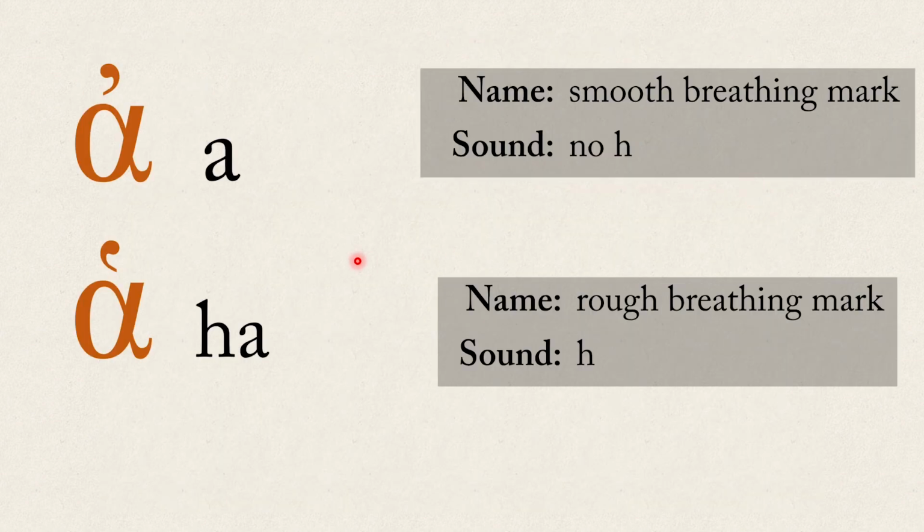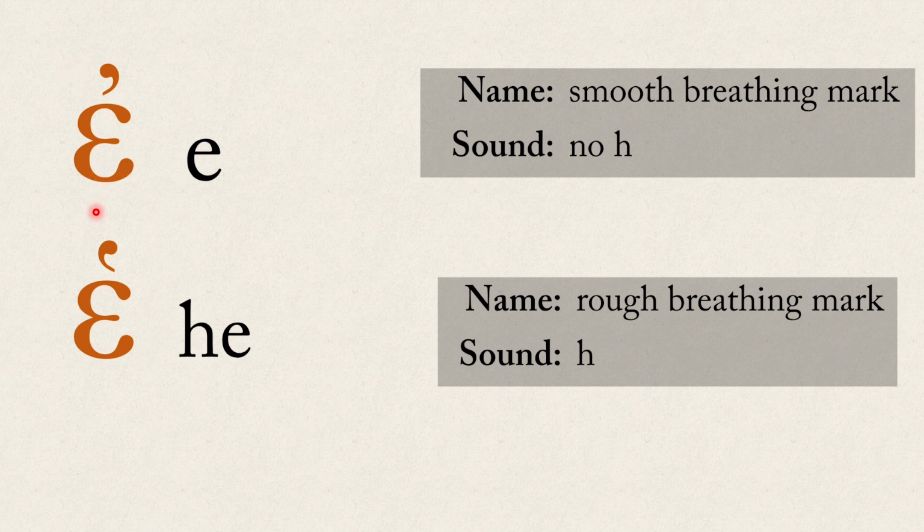Firstly, let's take a close look at these tiny symbols. This one, the smooth breathing mark, does nothing. It indicates literally nothing. This one, the nearly identical rough breathing mark, indicates that there is a h sound. So this is a, and this is ha. Likewise, this is e, and this is he.